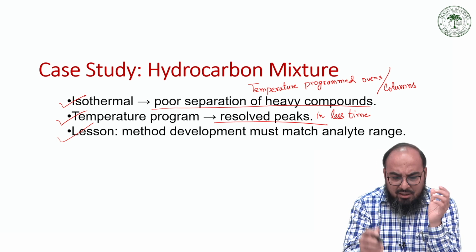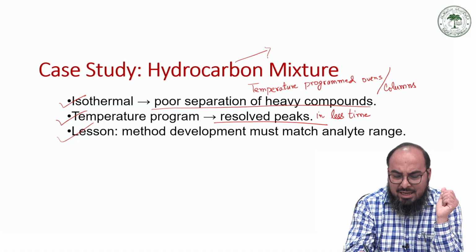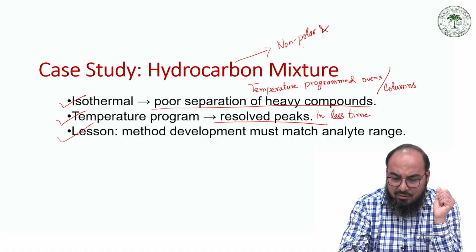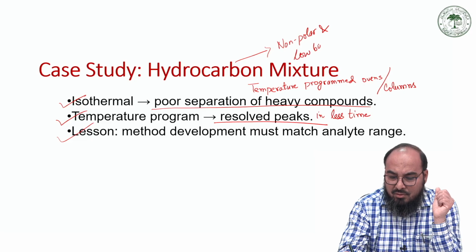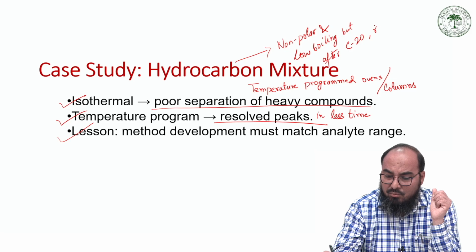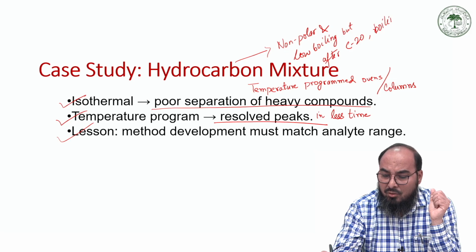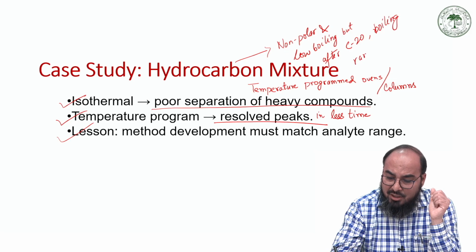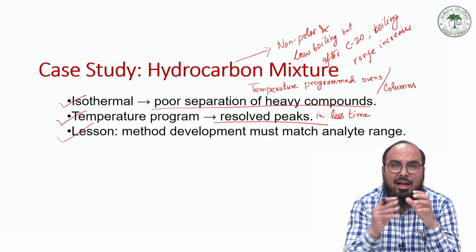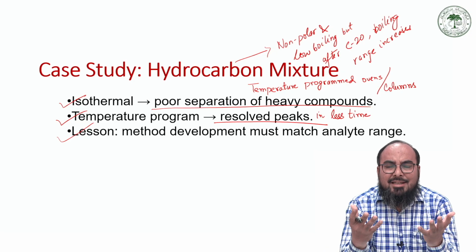For example, here you are using a hydrocarbon mixture, which is non-polar and low boiling. But after the carbon 20 range, the boiling range increases. So you have to make sure about the nature of your analyte, okay?